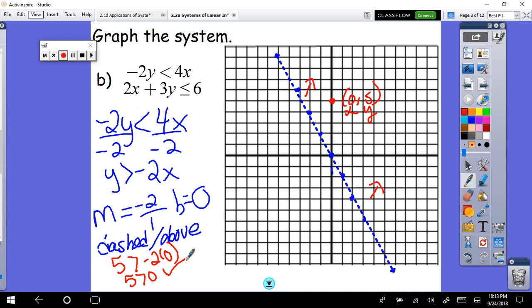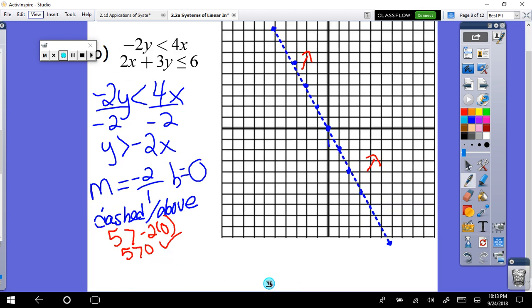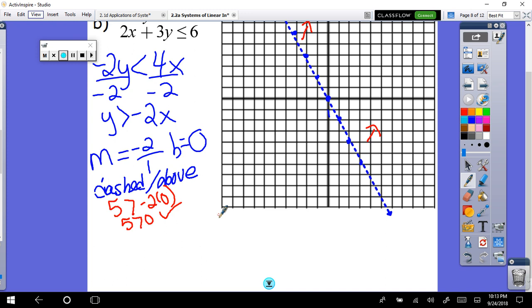Remember, if I would have answered no to that question, it would have been in the reverse. I would have shaded below instead. But it's true, so this is a point in my solution set. So I'm going to shade towards that point. All right, now I need to solve for y on the other equation. I'm going to have to move this down a little bit here. So we got 2x plus 3y less than or equal to 6.